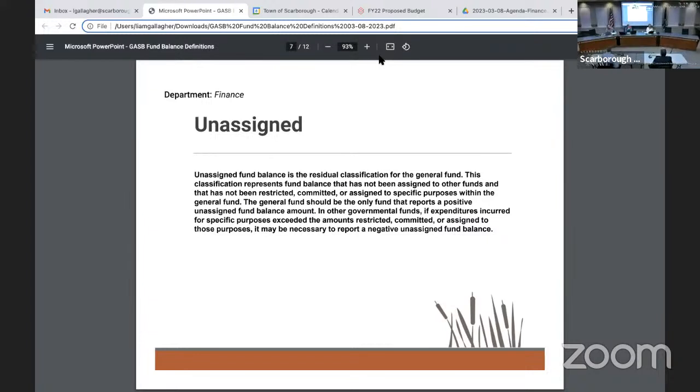And then our final category is if it doesn't fit in any of the other categories that we've previously discussed, fund balance becomes unassigned, the residual. And under GASB rules, the general fund is the only place you'll find unassigned fund balance. Every other fund, a special revenue fund or a capital fund or a component unit, will not have unassigned fund balance.